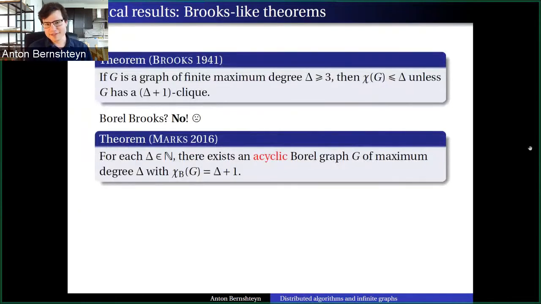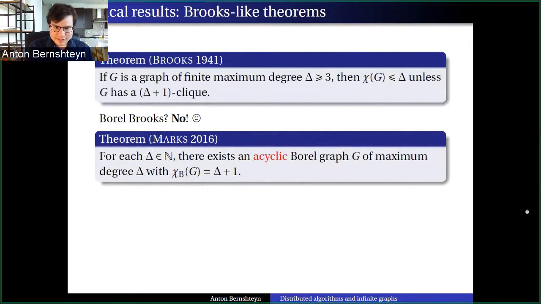Unfortunately, no. In a very strong sense, this is a peculiar situation. It's a result of Marks. He showed that, given a natural number delta, I can find a Borel graph of maximum degree delta whose Borel chromatic number is delta plus 1, so you cannot even shave off the plus 1 here. And the graph not only doesn't contain a delta plus 1 clique, in fact, it contains no cycles. It's a forest, an acyclic graph, and yet you need this many colors to color it if you want the color classes to be Borel. So this is kind of remarkable. Brooks' theorem fails in the worst possible way.